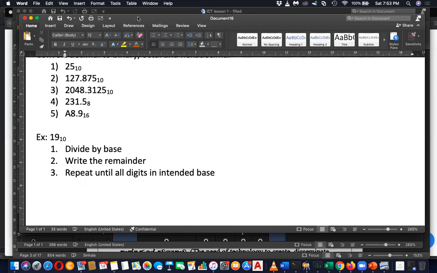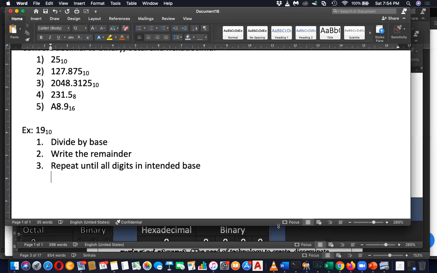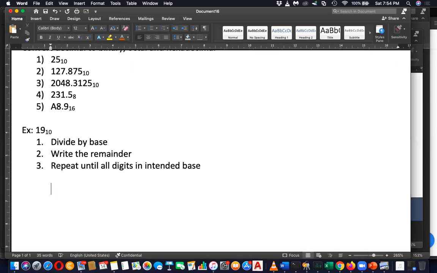Okay, let's do this quickly. 19 divided by 2 is 9, remainder 1, because 9 into 2 is 18. Let's write the remainder like this, remainder 1.